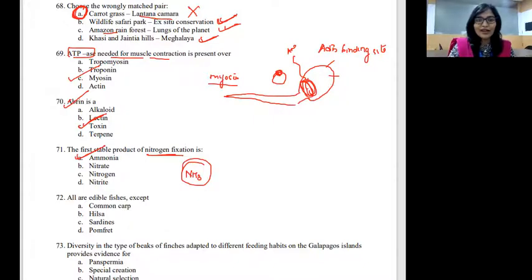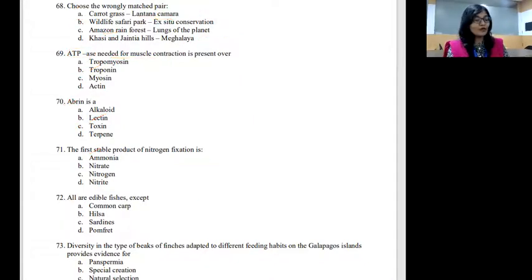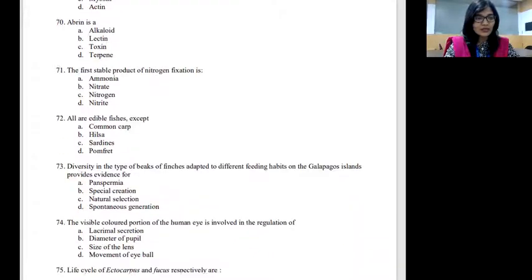Okay. They have given a lot of fishes and you have to find out which one of these are edible fishes, except, which means they are not edible. Common carp is a freshwater fish, but they are not edible. You cannot eat that kind of fish. So they are non-edible fishes. Hilsa you can eat, sardines you can eat, pomfrets you can eat, but this is not going to be the correct one. Okay, let's see the next question.